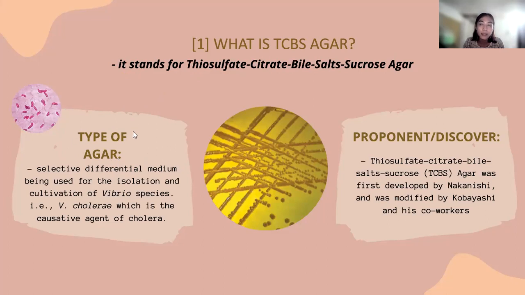So, the type of agar. This type of agar is a selective differential medium. Meaning to say, it inhibits the growth of other microorganisms. It is very selective in the sense that the only microorganism that can grow here is the Vibrio species. So this agar is highly selective and differential only to Vibrio species, and you cannot grow other types of microorganisms using it. That's the definition of a selective and differential medium.